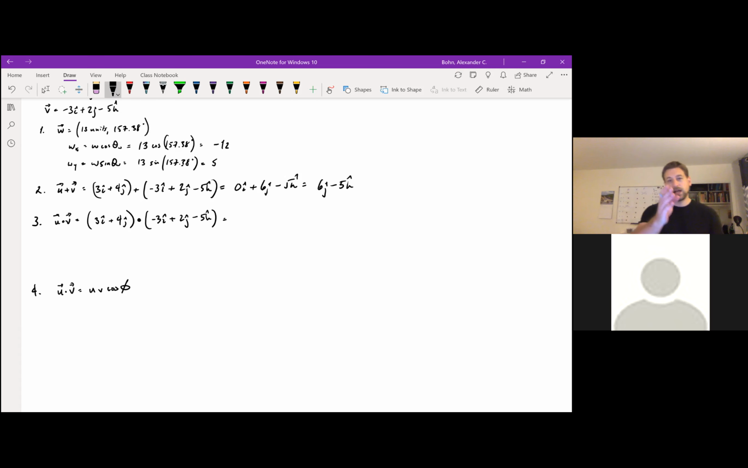So 3i dot negative 3i. We take the magnitude of thing number 1, 3i, and the magnitude is 3. The magnitude of the second thing, negative 3i, so the magnitude is again 3. And the cosine of the angle between those two things. Well, i hat is the x direction. Negative 3i hat is the opposite direction, and the angle between those is 180 degrees, the cosine of which gets us a negative sign.